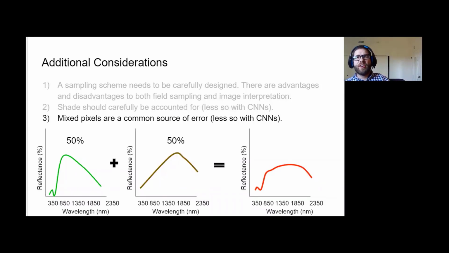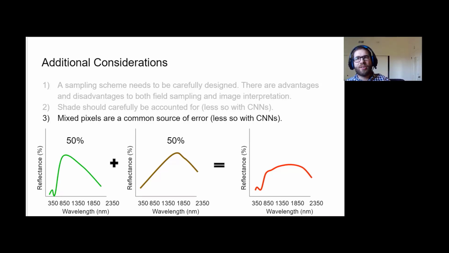Another major source of error is mixed pixels. Even at high spatial resolutions, having pixels that are a combination of several surfaces is inevitable. These combinations can be confusing and be somewhat similar to other cover types. In the example shown here, a pixel that is a combination of green vegetation and soil might look quite similar to red attack mortality.